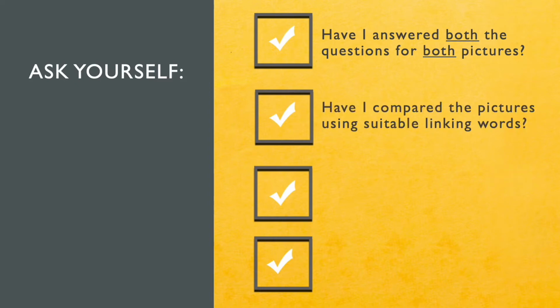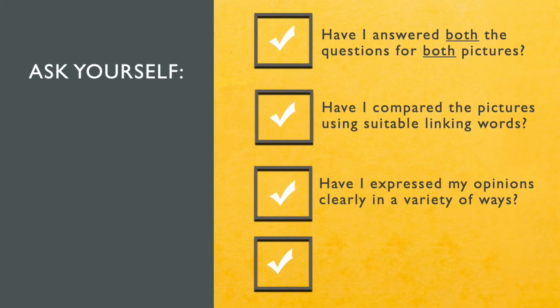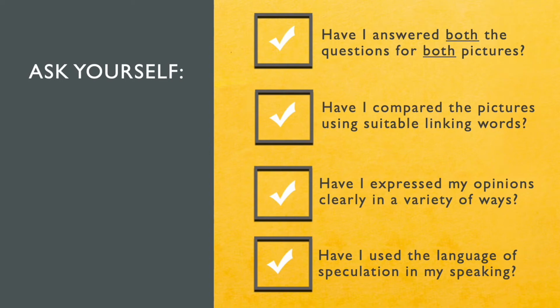Have I compared the pictures using suitable linking words? So comparison is a key skill in this part of the test. Have I expressed my opinion clearly in a variety of ways? So you don't just want to say, I think, and in my opinion. This is not C1 language. And finally, have I used the language of speculation in my speaking?